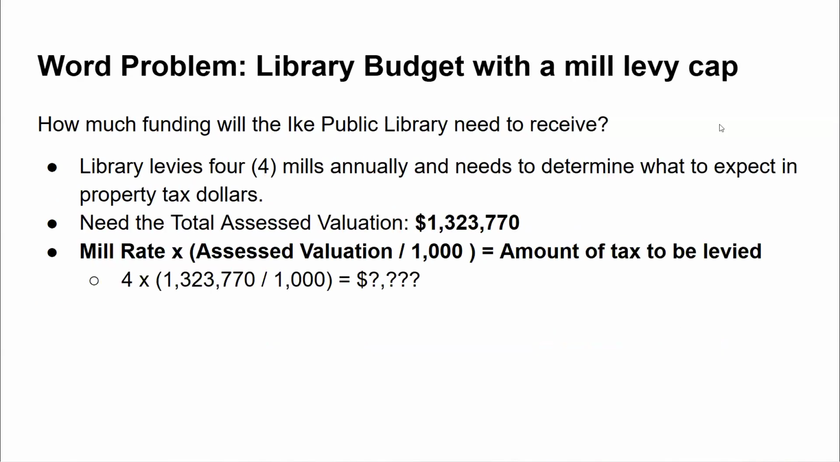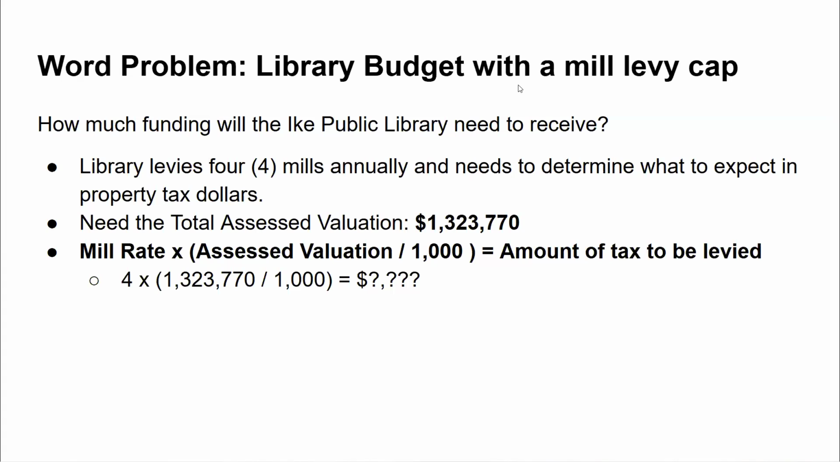So what if there is a mill levy cap? I know it happens, we don't like it, but sometimes that happens. So I have an example of a word problem where the library budget is limited through a charter ordinance to a cap of 4 mills per year. So how much funding will this Ike Public Library receive?